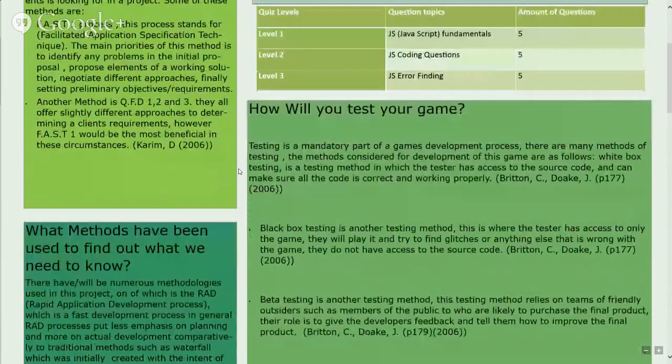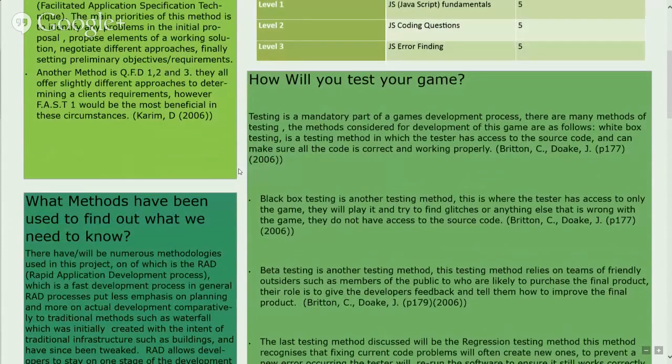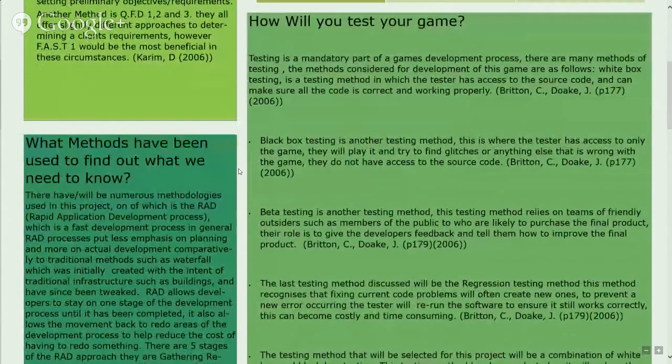How will you test your game? Testing is a mandatory part of the game's development process. There are many methods of testing. However, only 4 have been considered for the development of this game: white box testing, black box testing, beta testing, and finally regression testing. White box testing is a testing method in which the tester has access to the source code and can make sure all the code is correct and working properly.